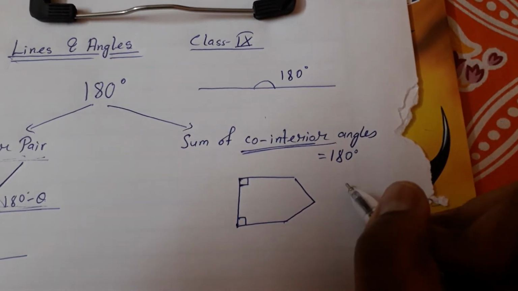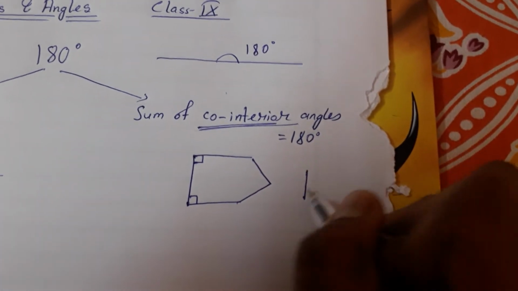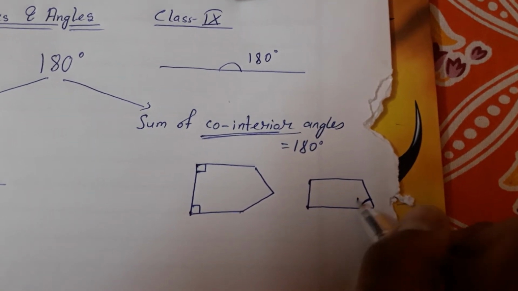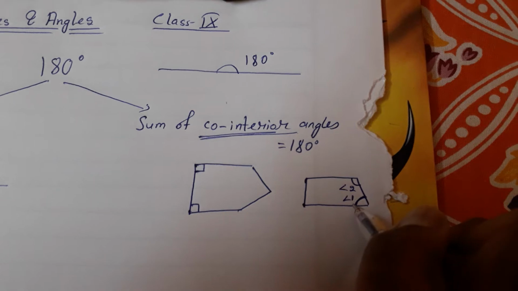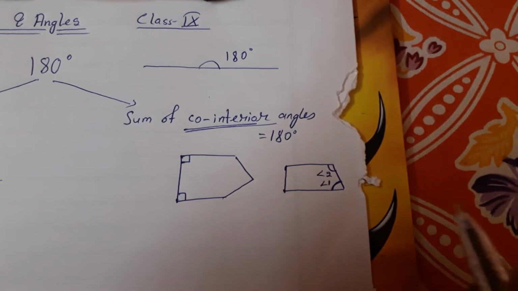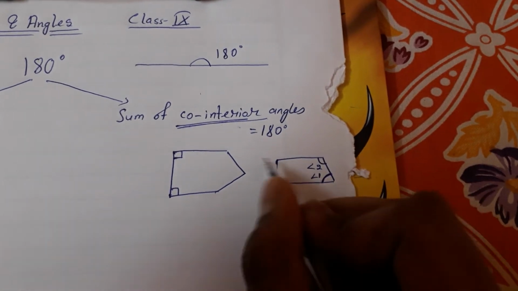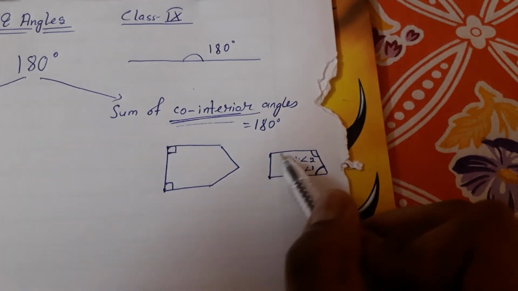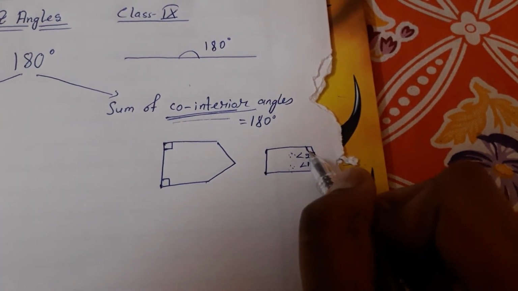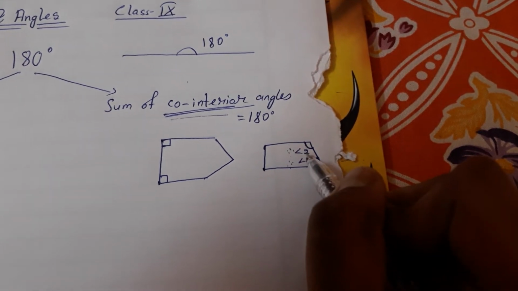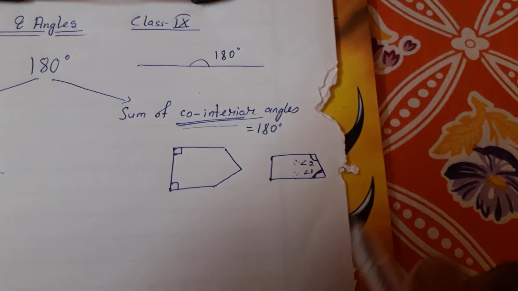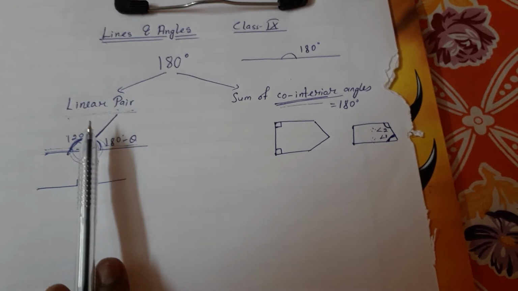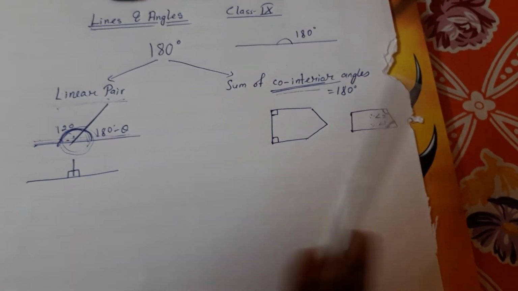In that case, let's take a trapezium. If you take a trapezium, then the sum of this angle, suppose angle 1 and angle 2, the sum of angle 1 plus angle 2 will be your 180 degrees. This is the sum of co-interior angles, which means that in a quadrilateral the interior angles are side by side. The sum of interior means inside the quadrilateral, side by side. In this way you have to know. So I think the concept of linear pair and co-interior angles is clear.